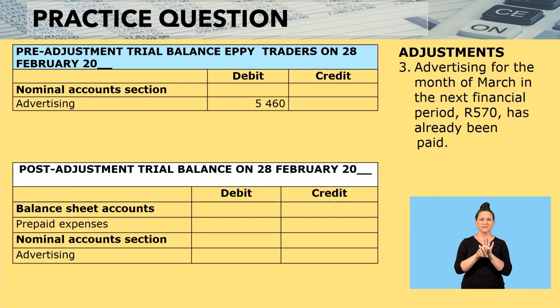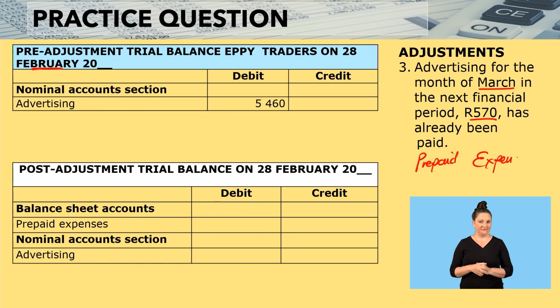The next one is advertising, and it reads: advertising for the month of March in the next financial period, 570, has already been paid. So we have paid advertising for the month of March. Our financial year ends in February, so we've paid an expense for the next financial period. We therefore call that a prepaid expense.